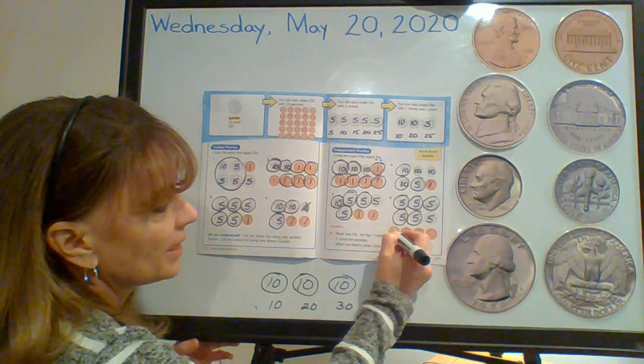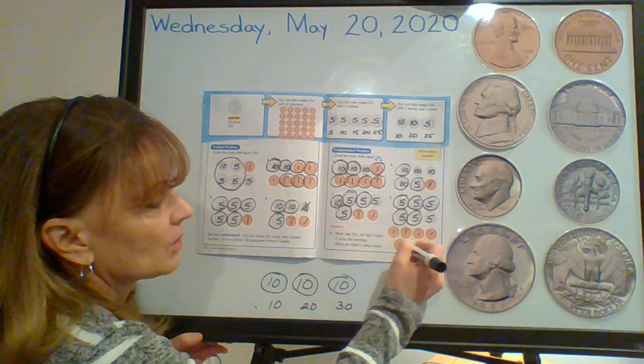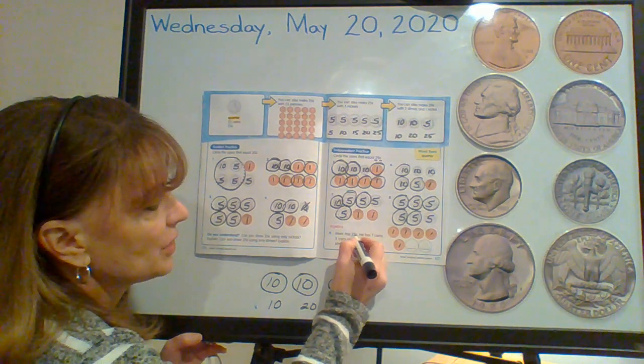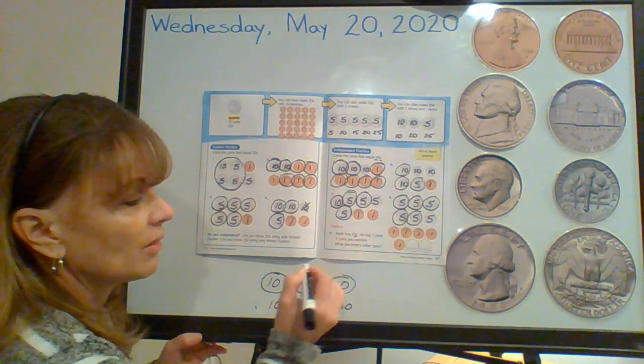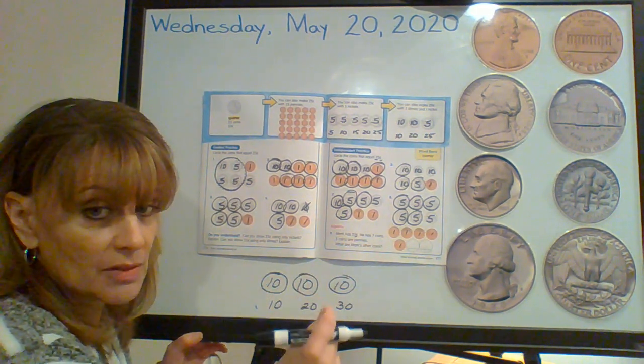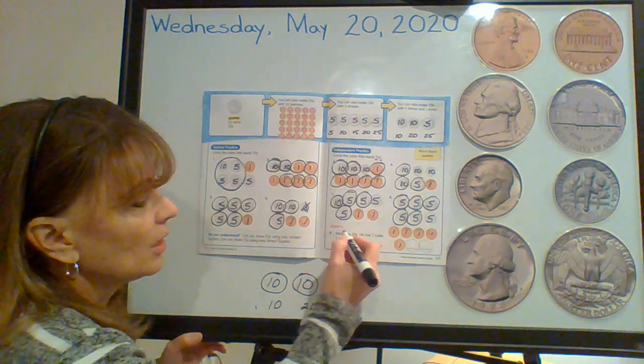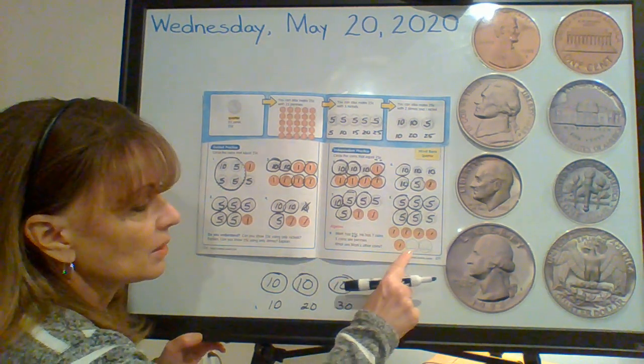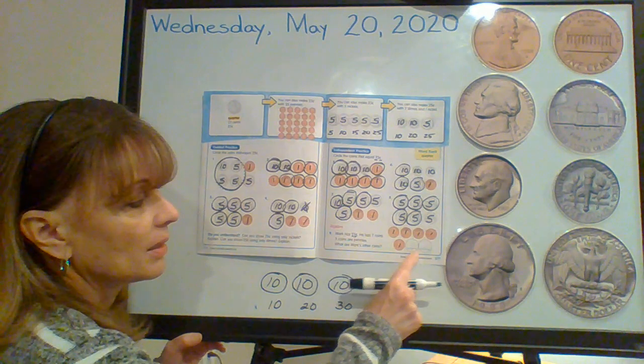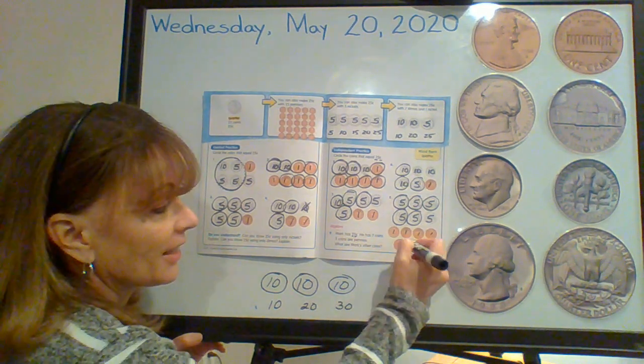Well, these are all pennies, right? So you have the 5 cents. Think about 25, tens and ones. So you need 2 tens. What are those going to be? Yeah, they're going to be dimes.